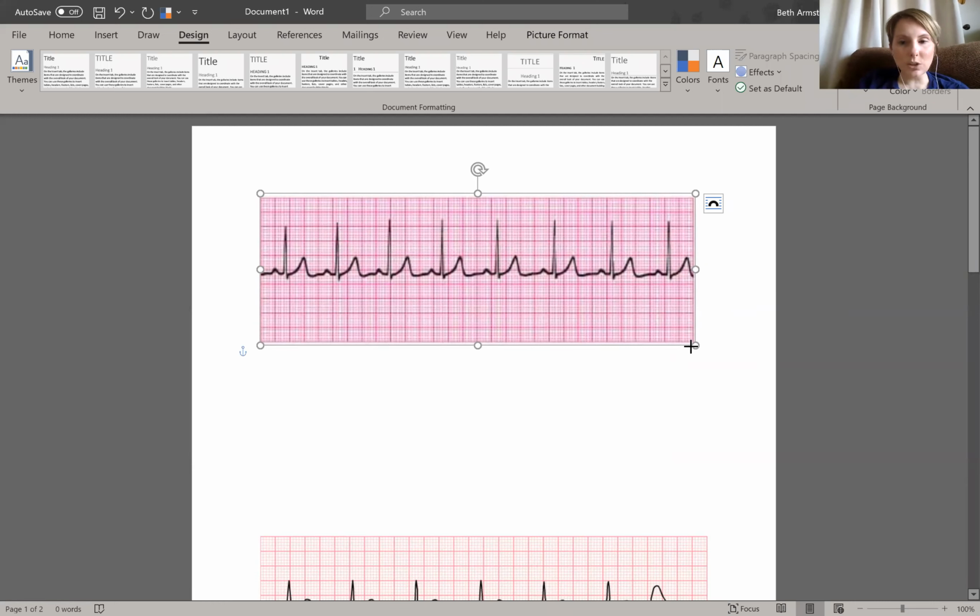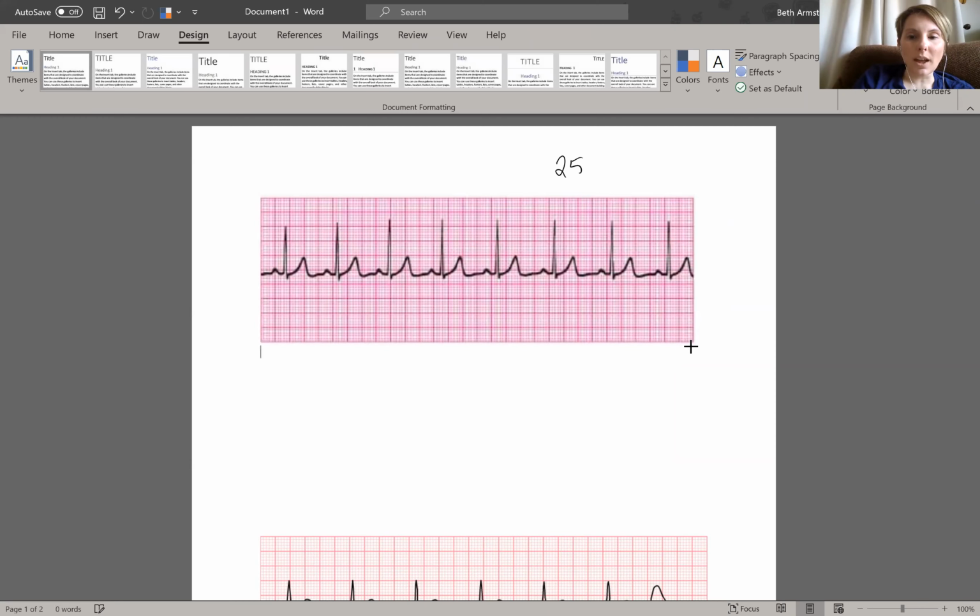Okay, so let's do this. Can you see this ECG a little bit better? Let's make this one 25 millimeters per second, and let's have you guys do this one by yourself. Does that sound good?